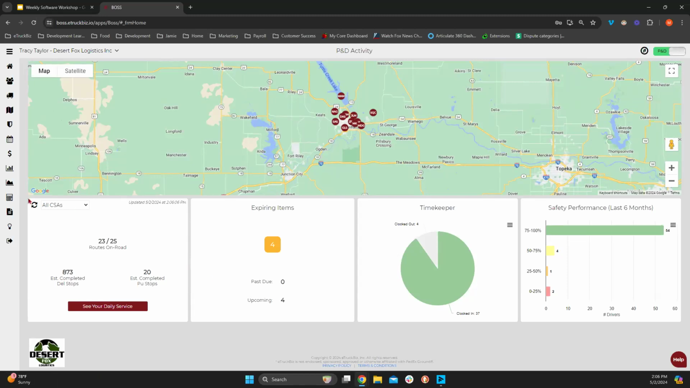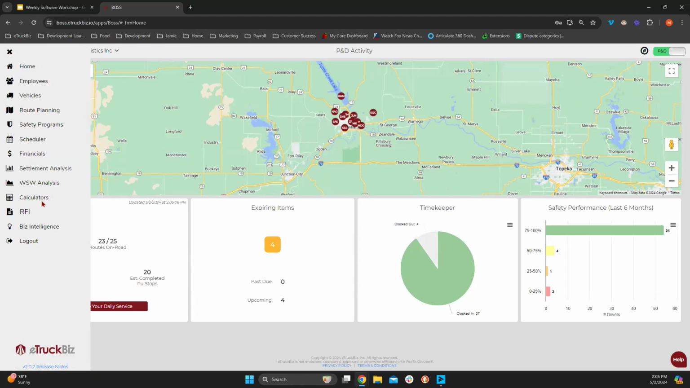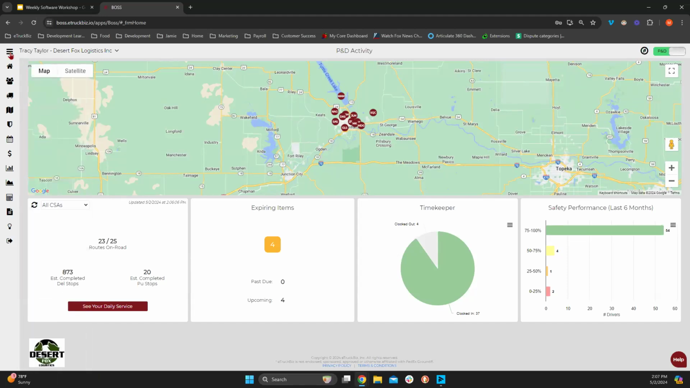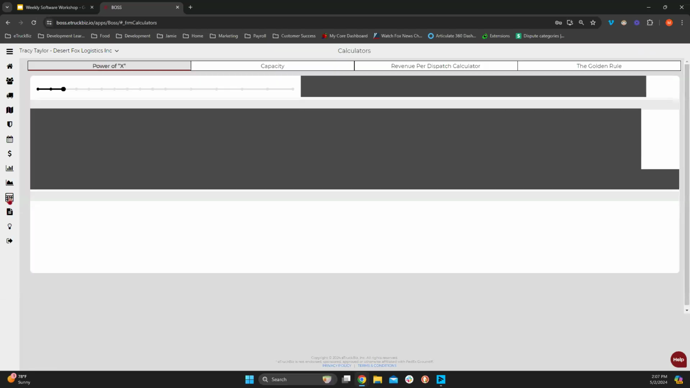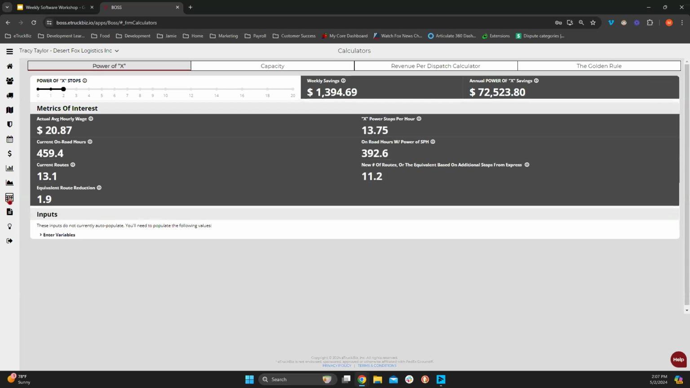The calculators are under the calculator button. Just so you know, you can open this up and look at the menu as well. If you go to the calculators, there are four in here, okay? And each has its own purpose, but each has a little bit of input that you enter yourself for your operation.